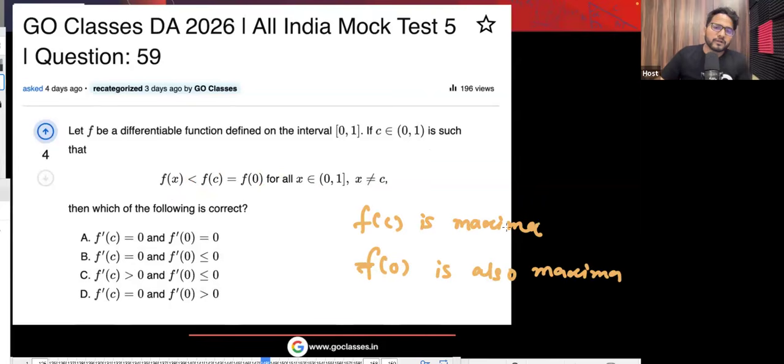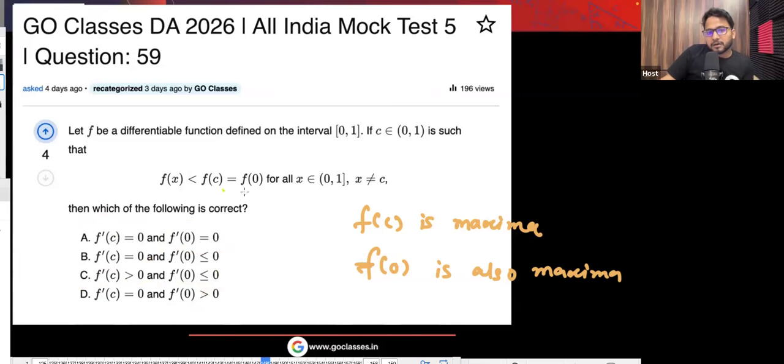Since f of c is maxima, f dash c must be 0. What about at 0, how will the function behave? This is more important than C. C is straightforward, so either A and B is the answer, or maybe A, B and D are the answers. But how will the differentiation behave at 0?